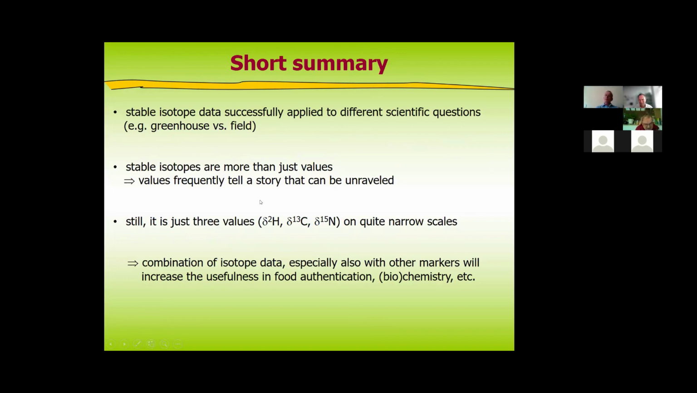So why is something, for example, not as expected? What is the story behind it? Still, it's only 3 values on a quite narrow scale. So in combination with other isotope data, or especially with other markers, they will be much more useful in food authentication, also in chemistry, biochemistry, etc. So the more data you have, and this is maybe the link to the beginning, what Markus Fischer said, that you can get big data, but it is very wise, in my opinion, to incorporate also this data.